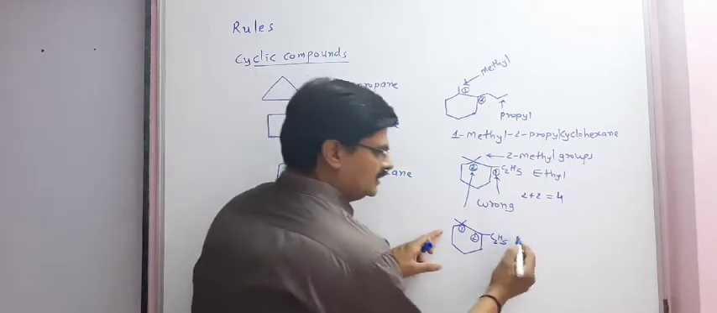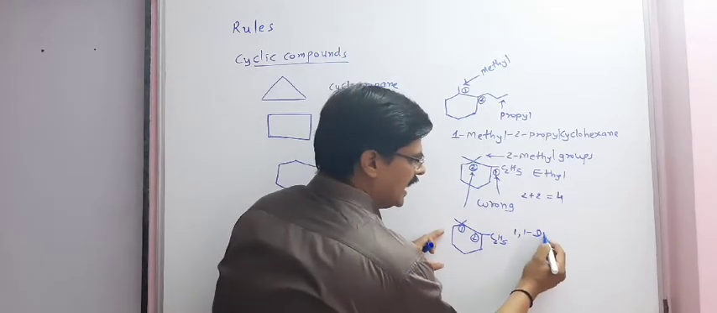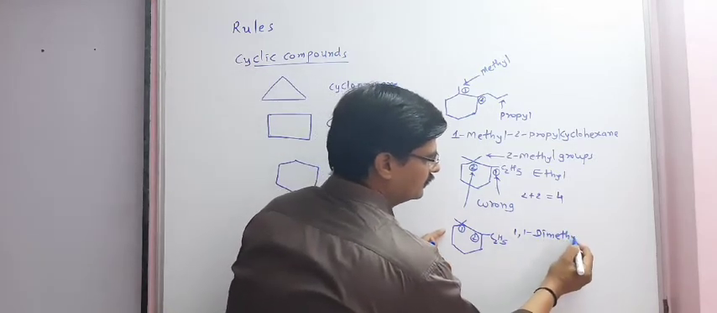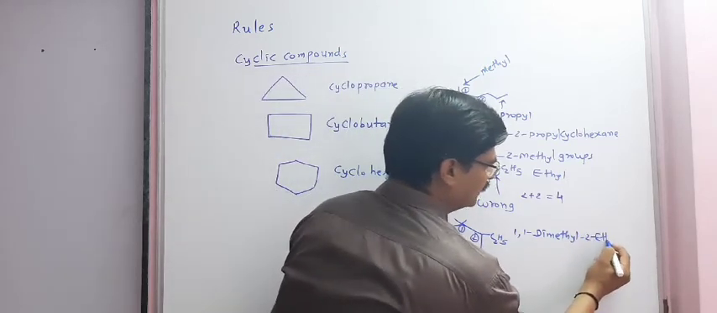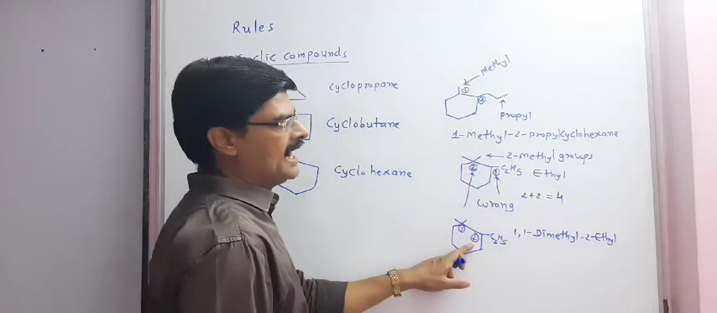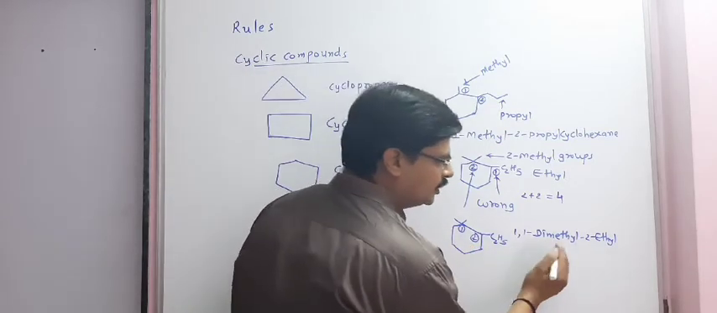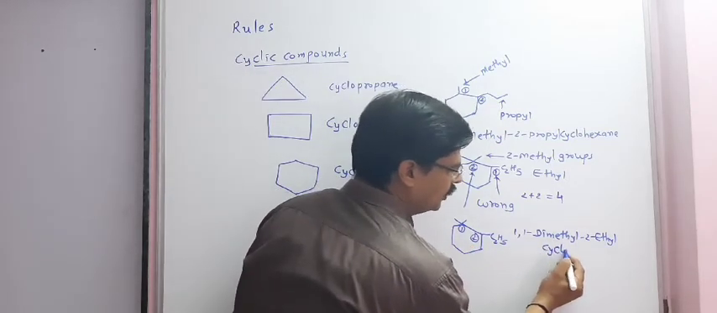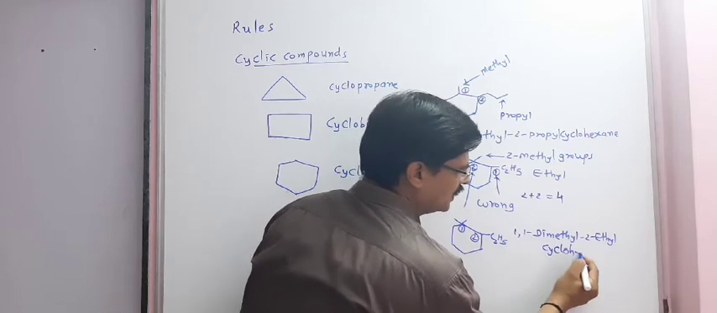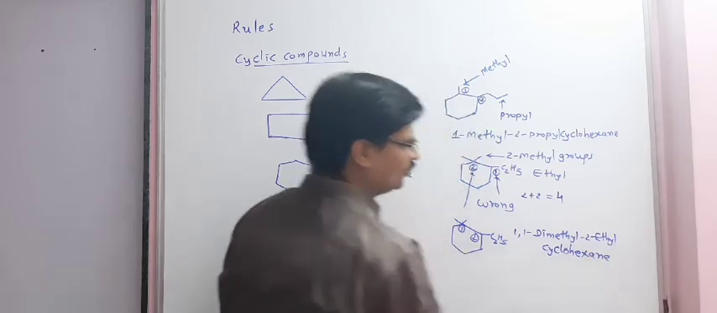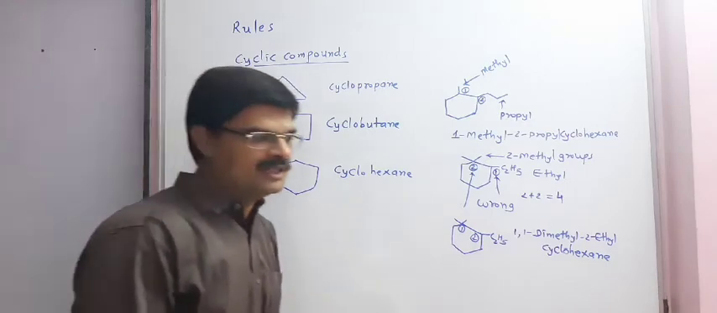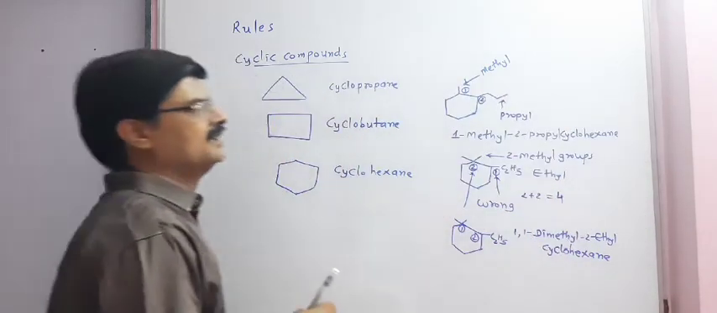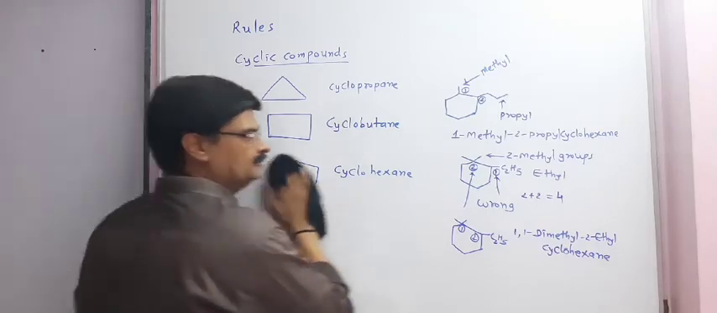So we will get 1,1-dimethyl, 2-ethyl cyclohexane. So this will be the correct name. Besides these rules and regulations, we need to understand what an alkyl group is.